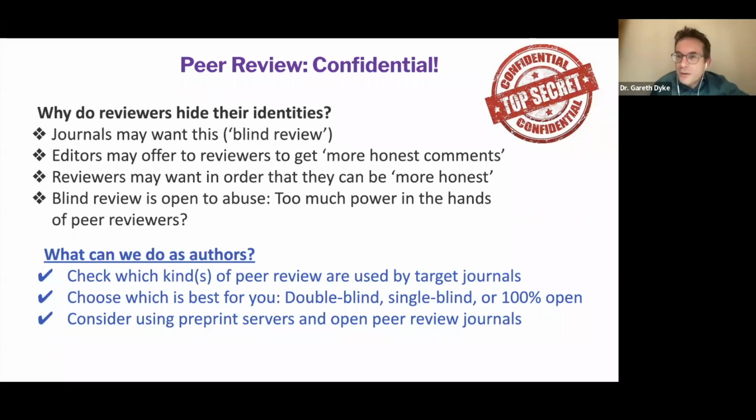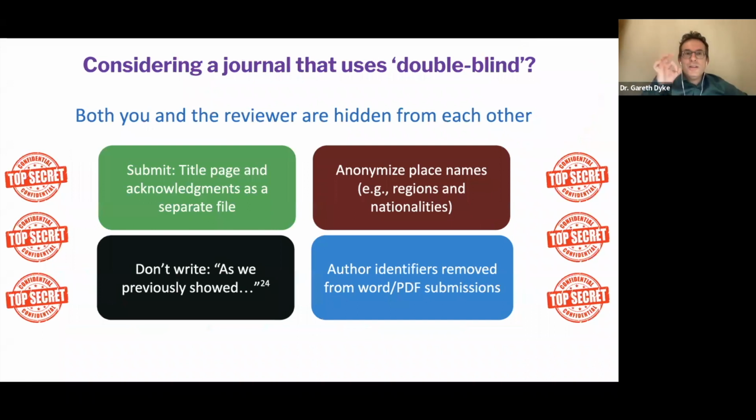So what can we do as authors? Well, we can check the kinds of peer review that our target journals are using. We can choose the kind of peer review that works best for us: single blind, double blind, or completely open, completely transparent. And if you are a fan of transparency in peer review and open science, why not have a look at using a preprint server for your initial submission?